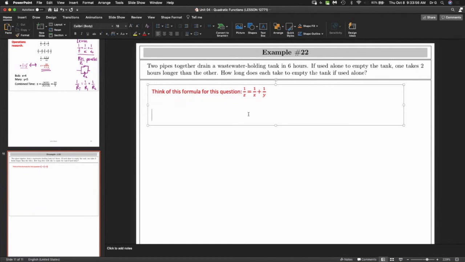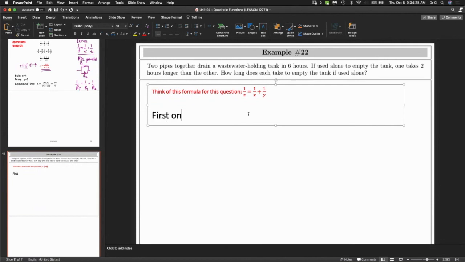Two pipes together drain a wastewater holding tank in 6 hours. If used alone to empty the tank, one takes 2 hours longer than the other. Wait a second. One takes longer than the other, but when they work together, it's better. Does that not sound like Bob and Mary painting a house earlier? Isn't it just the same thing, just with worse information, but the same category of question? Because that's exactly what's going on here.